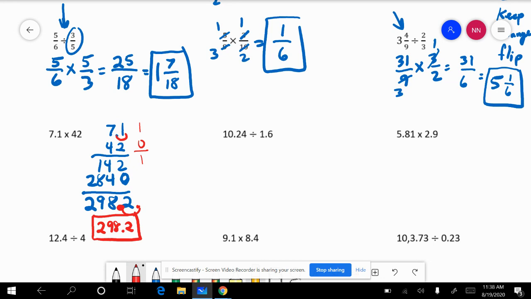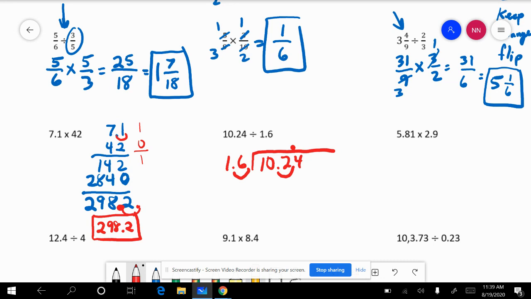Now we're going to look at division. Division's a little bit more difficult. We're going to divide it in the old school long division. Now when we're dividing it, what we're going to do is we're going to move the decimal with the divisor, and whenever we do one thing, we have to do the same thing to the other. So that means the decimal is right between the 2 and the 4.